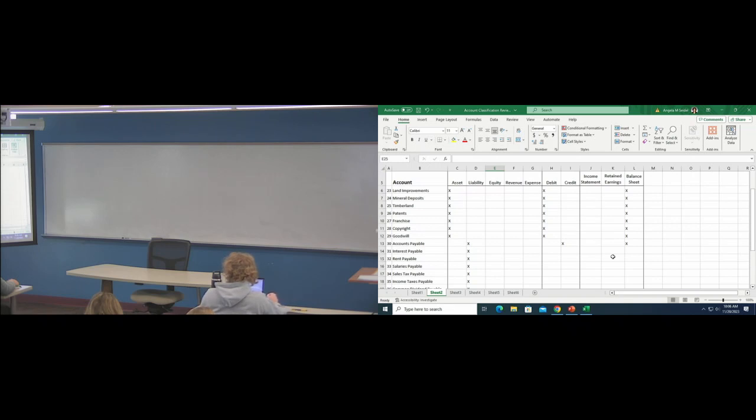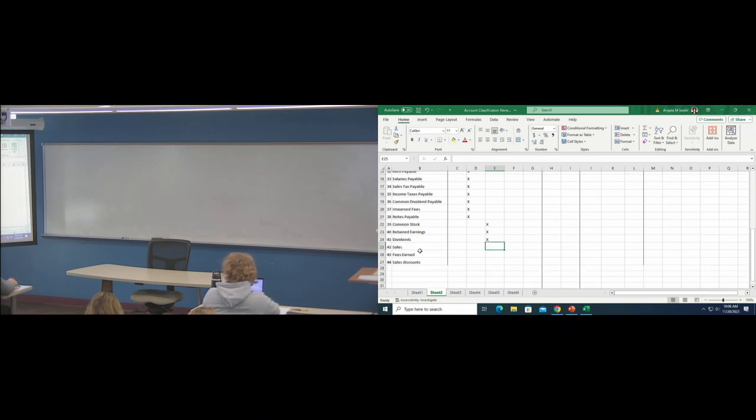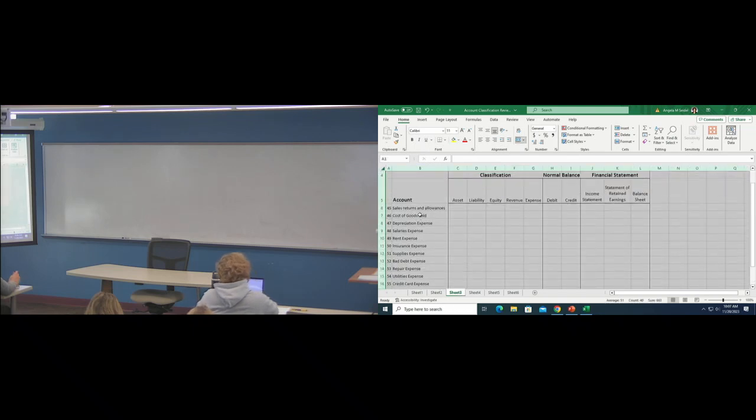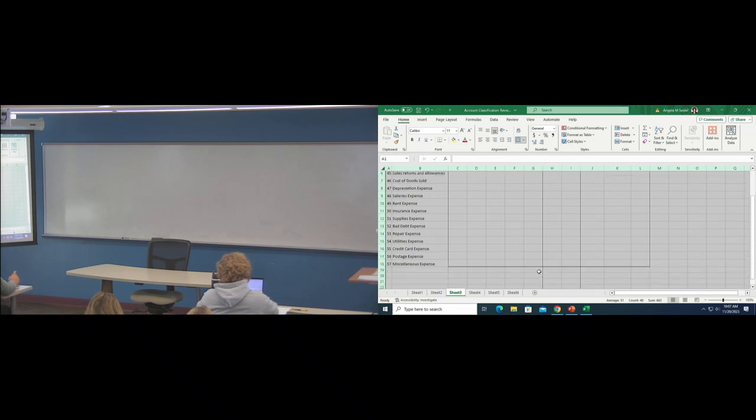So this makes you think about where the accounts belong on financial statements. As you proceed down the list, you start with sales, and sales is a revenue, right? And revenues go on the income statement. Sales and fees earned are credit balances. Sales discounts is a contra account, so it's got a debit balance. If you go on to sheet 3, you'll see the rest of them, starting with cost of goods sold. Those are expenses, so the rest of those will be expenses.